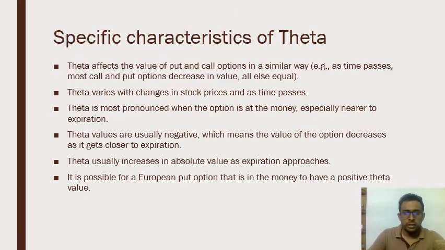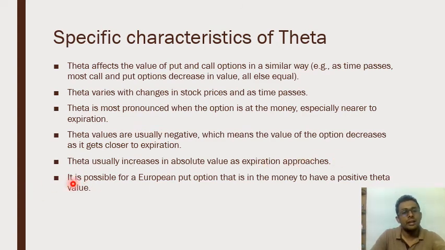Coming to specific characteristics of theta, this has already been explained in previous slides, but let us check it out. Theta affects the value of put and call in a similar way. As time passes, most calls and puts will decrease in value, all else equal. As I have shown you, the value of theta decreases, then it gets stabilized. Theta varies with changes in stock price as time passes. Theta is most pronounced when the option is at the money and especially near expiration. Theta values are usually negative, which means the value of the option decreases as it gets closer to expiration. Theta usually increases in absolute value as expiration approaches.